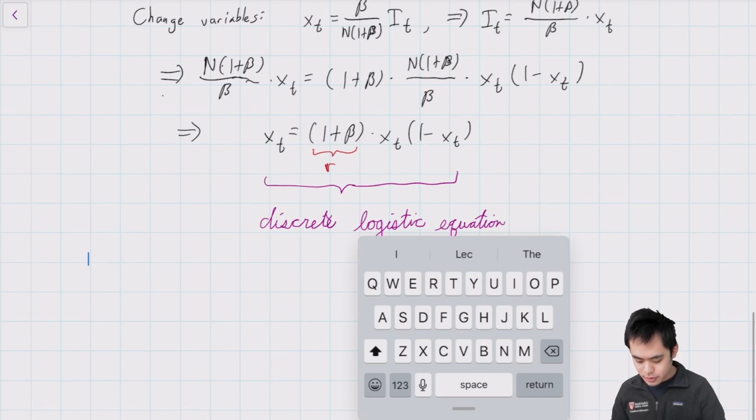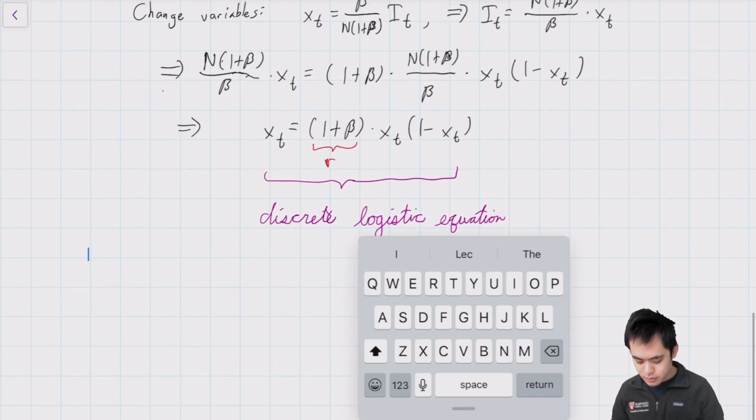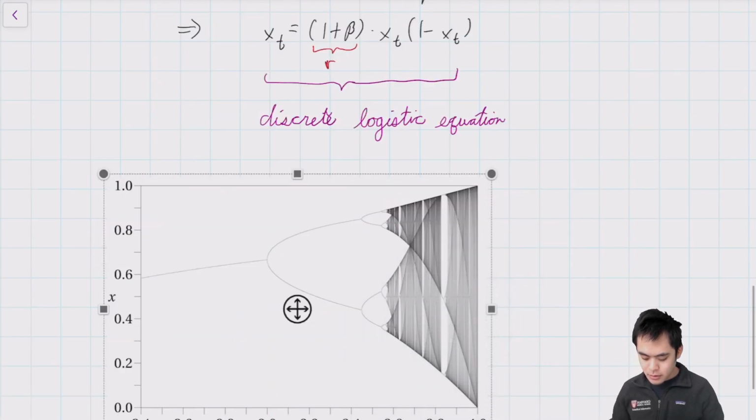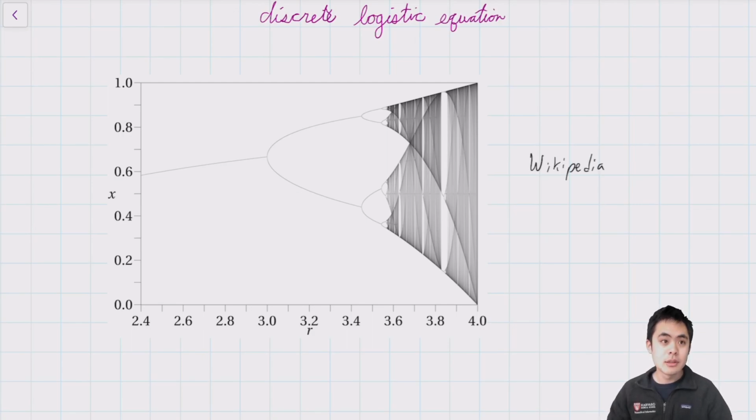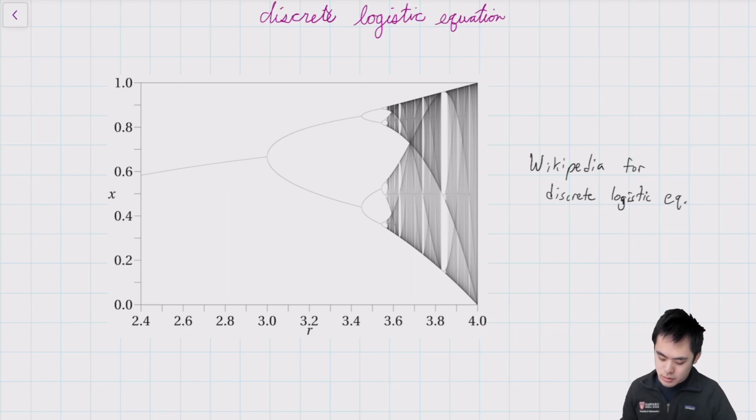Why is my pasting not working? Come on. Ah, there. Okay, so this is from Wikipedia. Let me just specify this. Wikipedia for discrete logistic equation. And this is a bifurcation diagram.